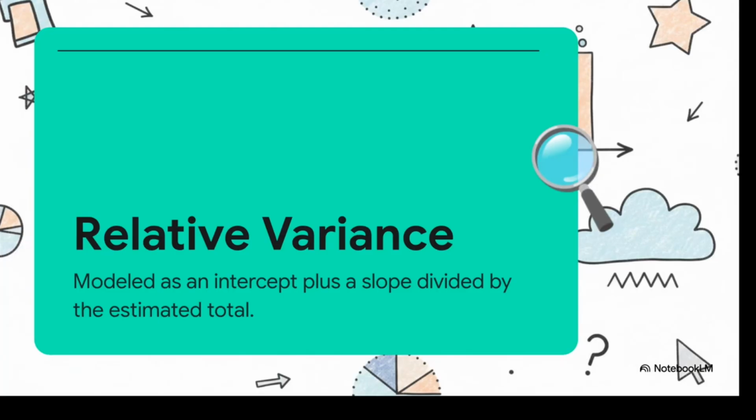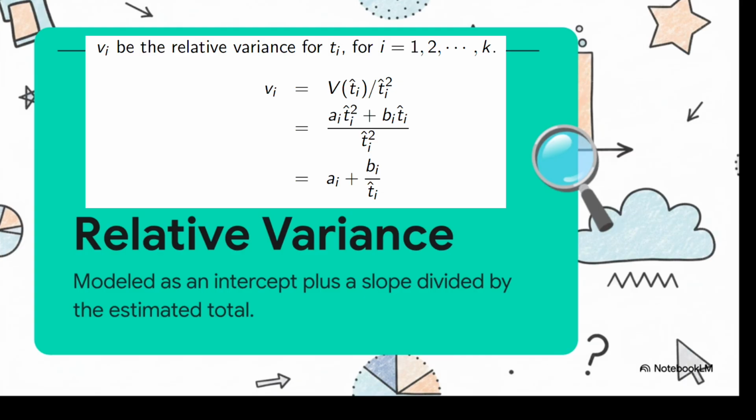The answer they came up with is a brilliant mathematical shortcut, the GVF regression model. Instead of simulating the variance directly for every single variable, statisticians model the relative variance, which is denoted as V sub i. Now, why relative variance? Well, because the relative variance, which is just the coefficient of variation squared, often exhibits a much more stable, predictable relationship with the size of an estimate than absolute variance does. They postulate that this relative variance is equal to an intercept alpha plus a slope beta divided by the estimated total, t hat i. Essentially, we are mapping the mathematical relationship between the size of an estimate and its variance.